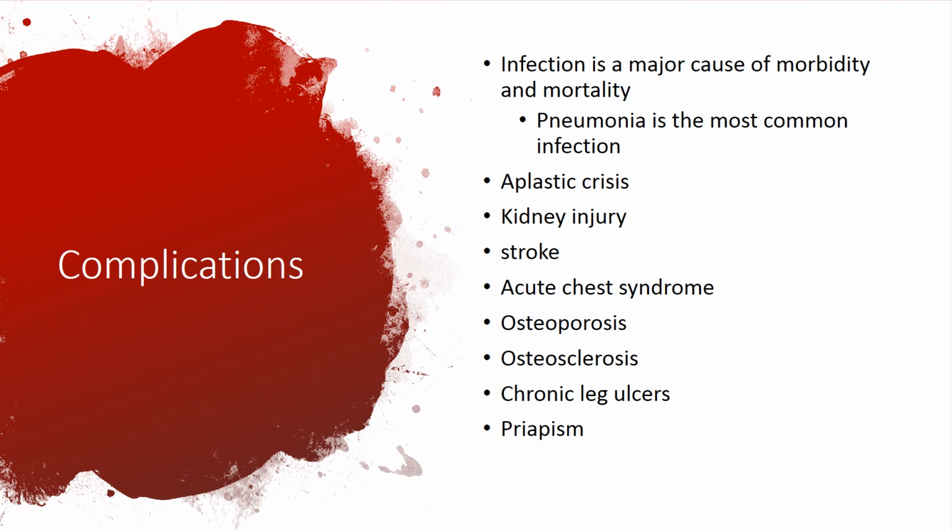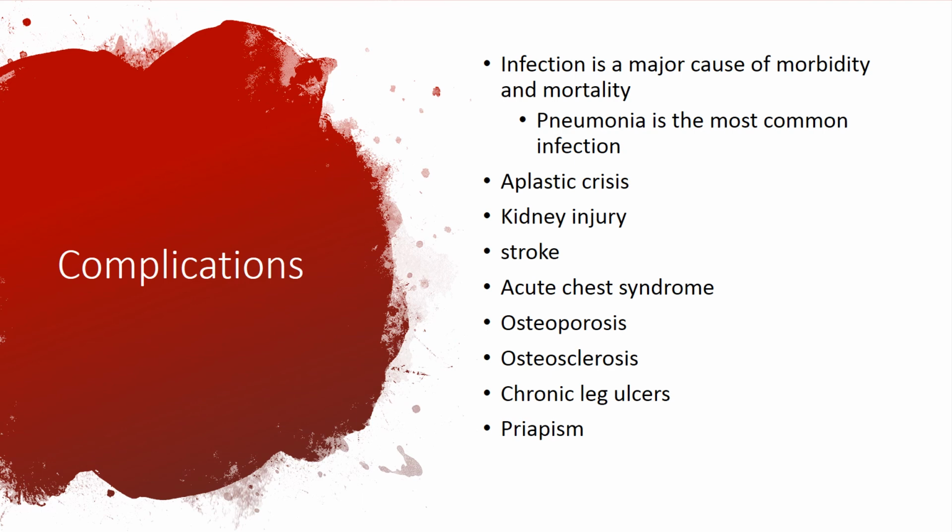And one of the most common infections that a sickle cell patient will experience is pneumonia, and this is often because of a pneumococcal origin. And so the infections can be so severe that it might cause aplastic crisis. This aplastic crisis can be so severe that it causes temporary shutdown of the red blood cell production in the bone marrow.